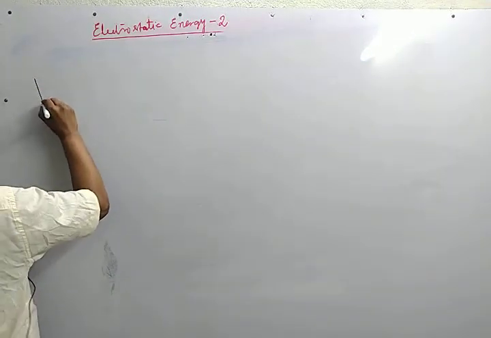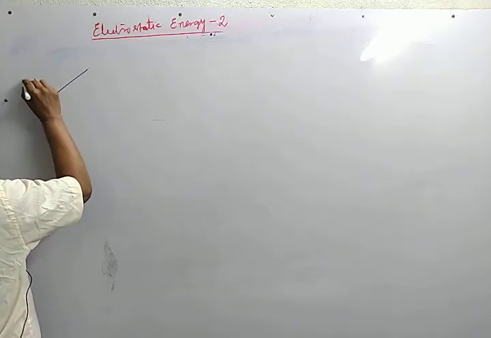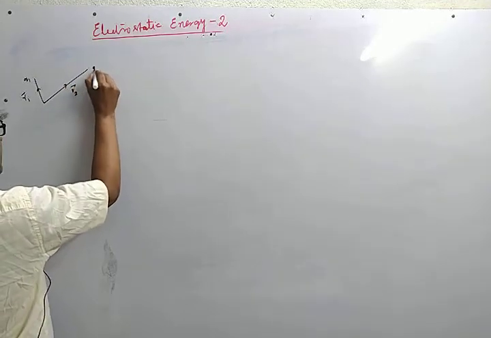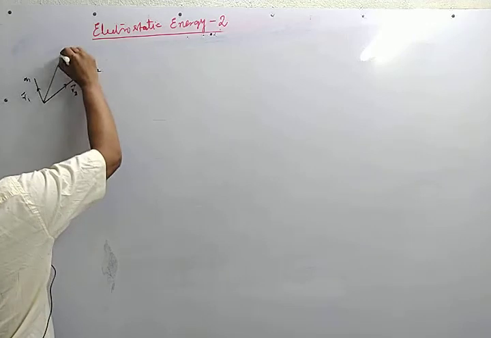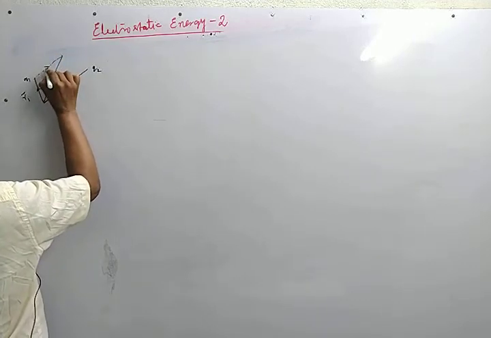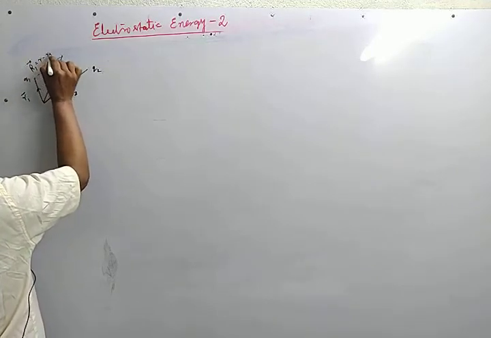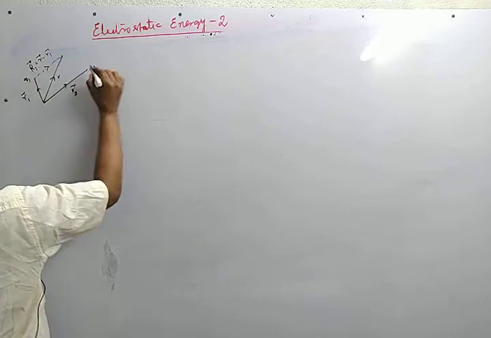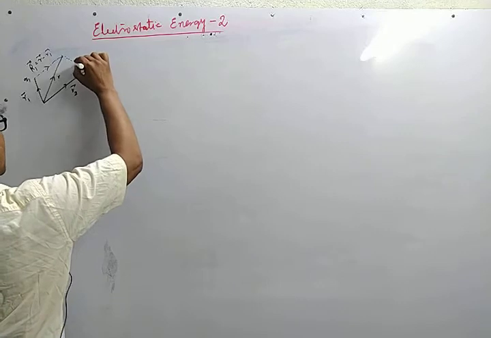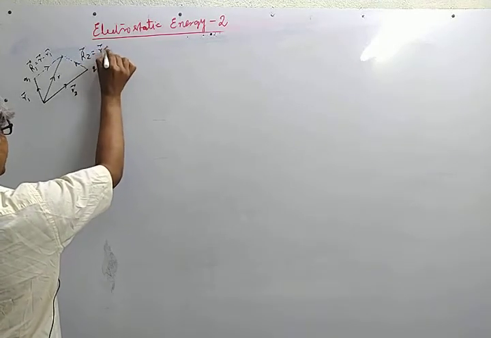So I have a charge Q1 at R1, another charge Q2 at R2, and we are to find out the field at R. So this distance is capital R1, which is equal to R minus R1, and this distance is capital R2. This is R minus R2.